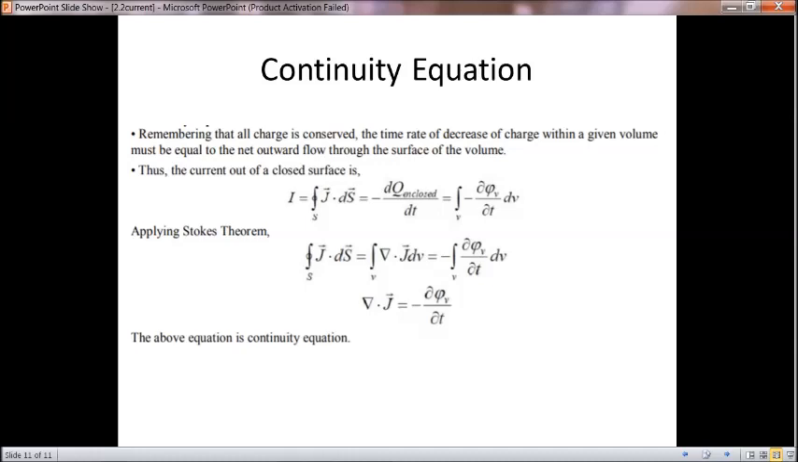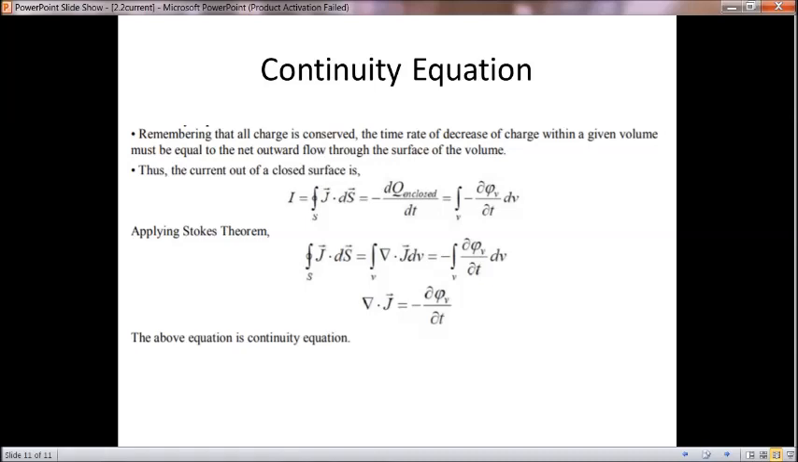Then the continuity equation. Remembering that charge is conserved, the time rate of decrease of charge within a given volume must be equal to the net outward flow through the surface of the volume. Then the current out of a closed surface is given as I is equal to the surface integral of J dot dS, which is equal to minus dQ enclosed by dt, the total charge enclosed within that closed surface. This can again be equated to the negative volume integral of dou rho_v by dou t into dv.